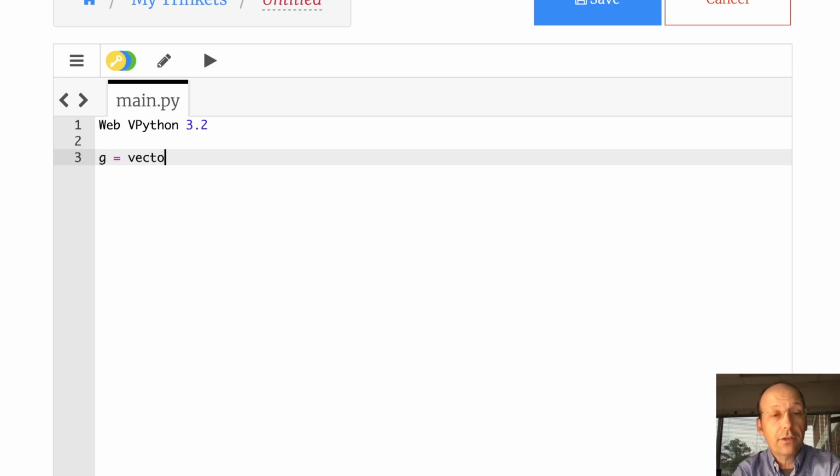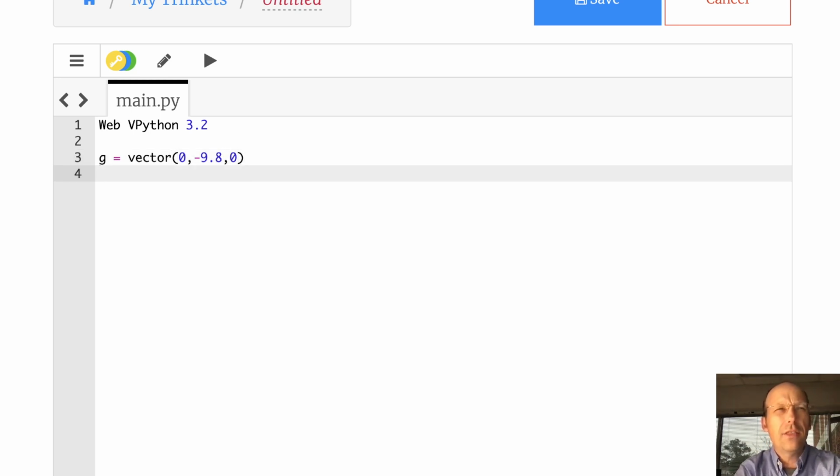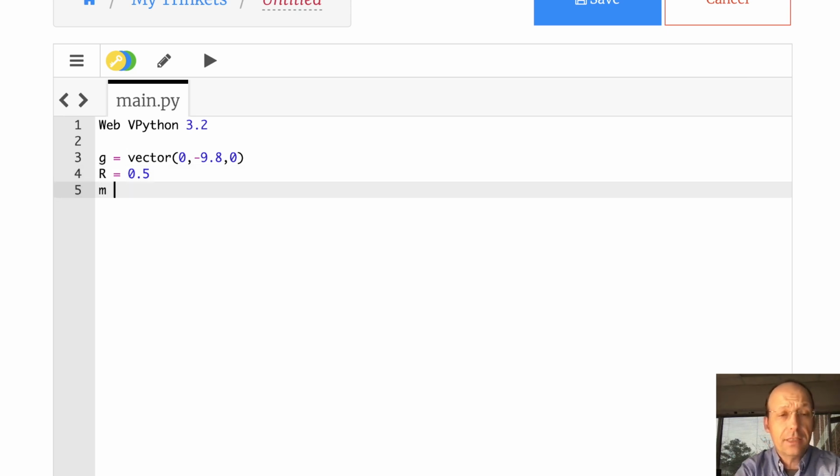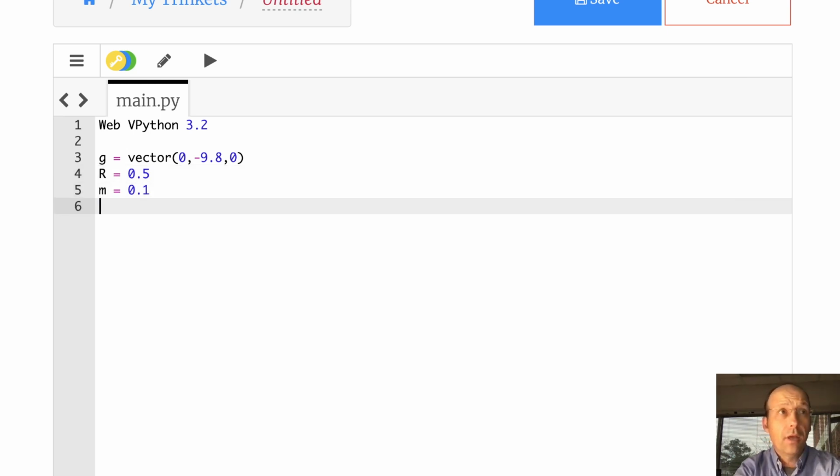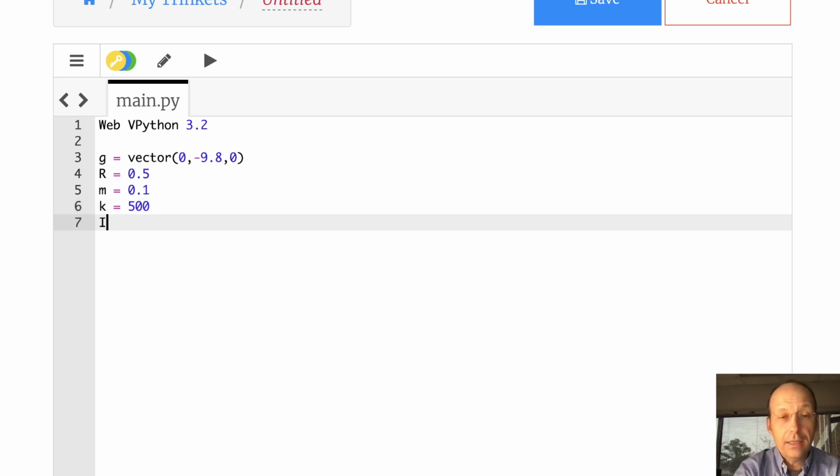I need my g vector, 0, negative 9.8, 0. I need the length of the stick. It's a half meter. I'm just picking stuff here. The mass of the stick is 100 grams. And I need k. k is 500 newtons per meter. You want it kind of high, right? Because if the spring constant's too low, it's really going to sink down into that surface, and I don't want to do that. I need I. I is 1/12 times m times, yep, that's m, times r squared.